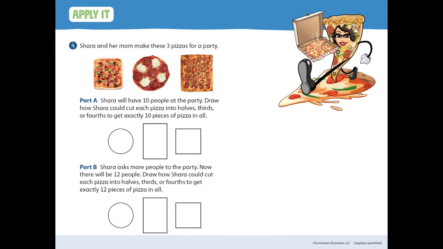And explain. And finally, apply it. The very last one, I love pizza. Raise your hand if you love pizza. Okay, good. I love pizza.